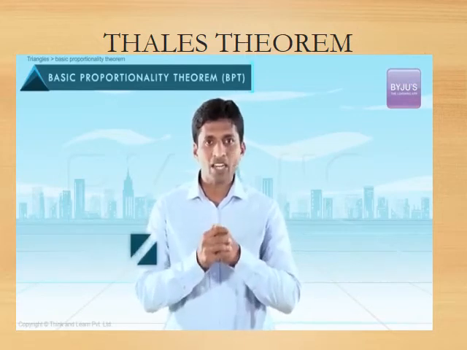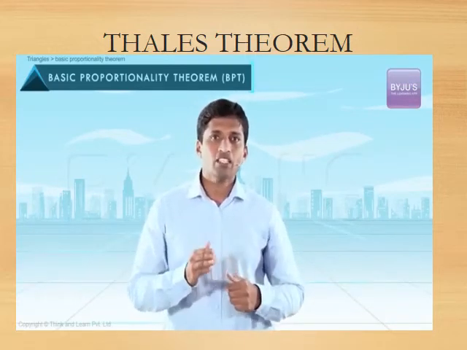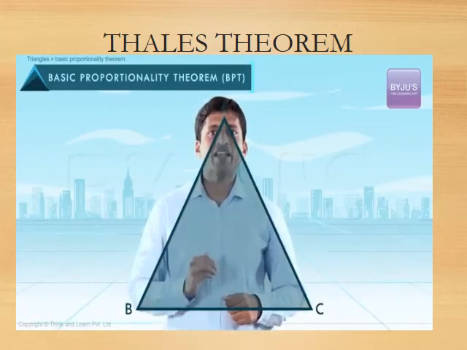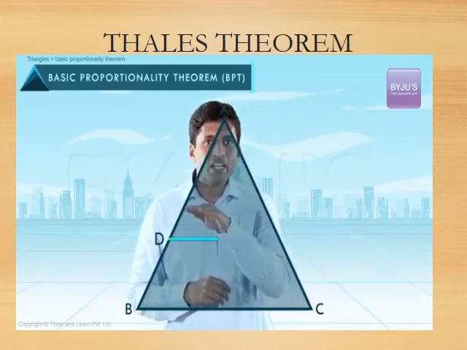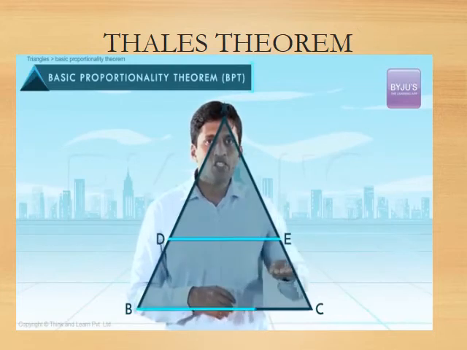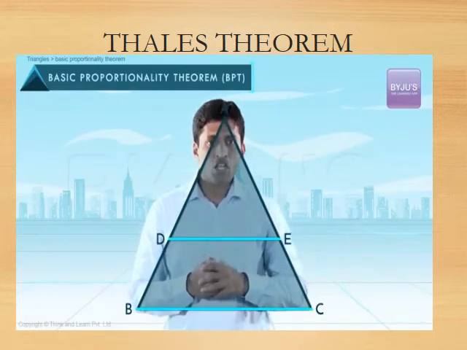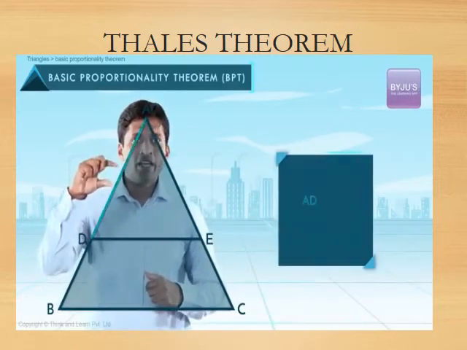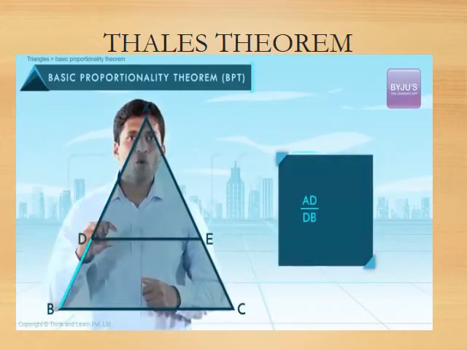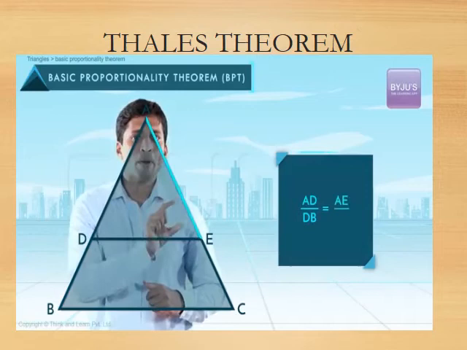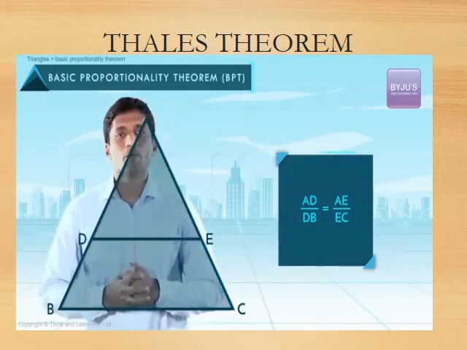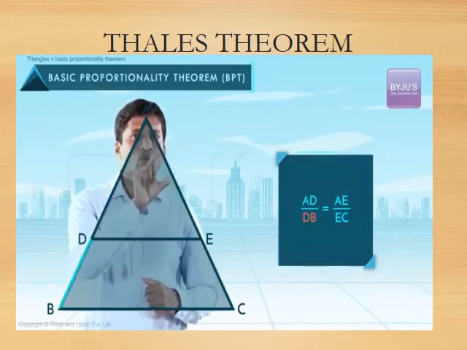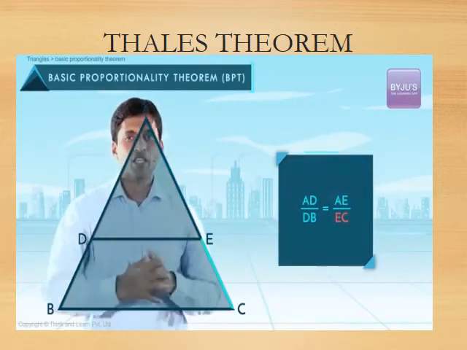So to understand this in a diagram, let's take a triangle ABC. In this triangle ABC, take a line DE parallel to BC like this. Now, as per basic proportionality theorem, AD by DB will be equal to AE by EC. So that's basic proportionality theorem. AD by DB will be equal to AE by EC.